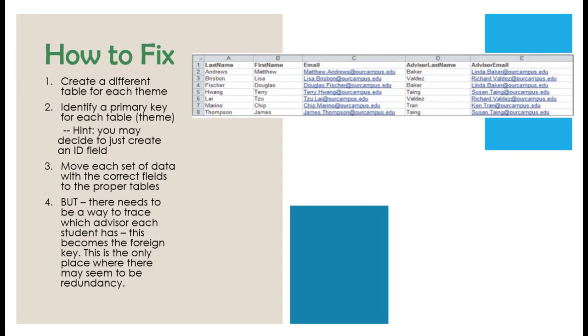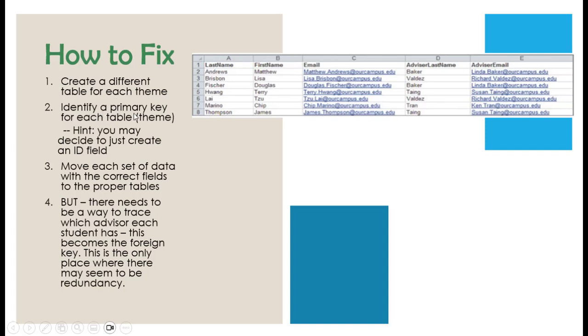Well, you're going to create a different table for each theme. So you need to identify what themes there are. In this case, there's 2 themes. We have the student theme and the advisor theme. So we're going to create a table called student and another table called advisor.